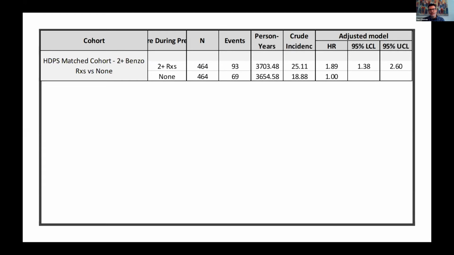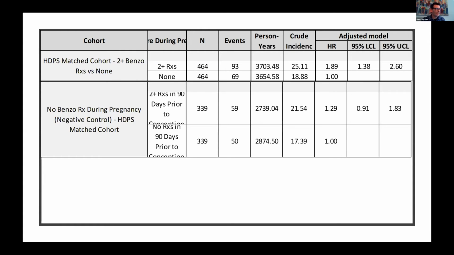We didn't stop there. Like any good pharmacoepidemiological study, you have to throw in a whole bunch of sensitivity analyses, keep looking at it a million different ways. One of the first we did was a negative control. What this means is we identified women who were using benzodiazepines just before their pregnancy, just before conception, and a group of women who weren't using benzodiazepines. And of all these women, none of them used benzodiazepines during their pregnancy.